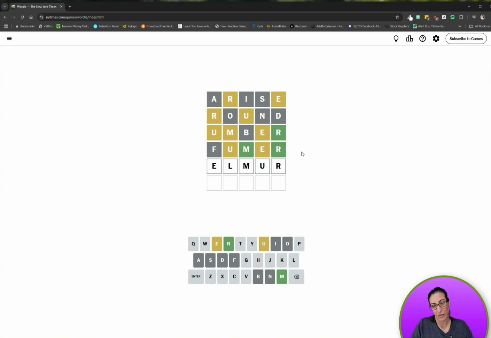Perhaps focusing... Is Elmer a word? It seems you've tried Elmer, and that wasn't it either. Given your previous attempts, you have the letters E, M, U, and R, with E in the first position, M in the third position, and R in the fifth position. Given those letters and their position, the word is Umir. Do you want to try that?